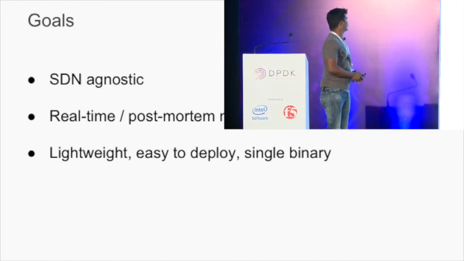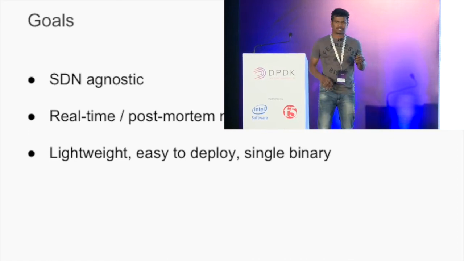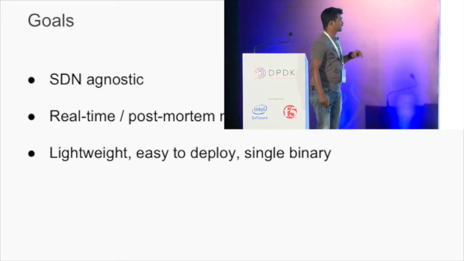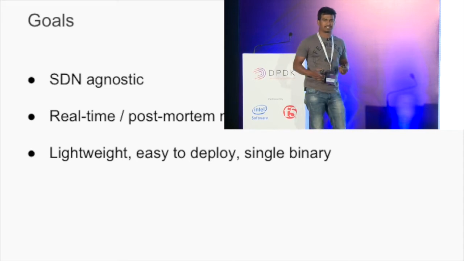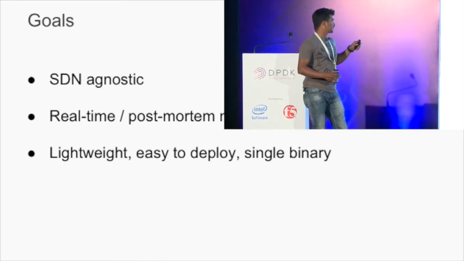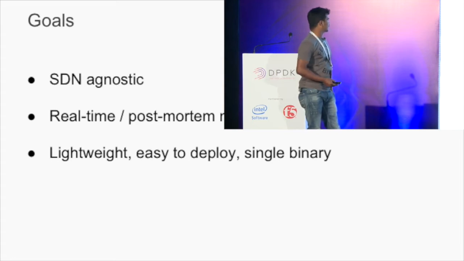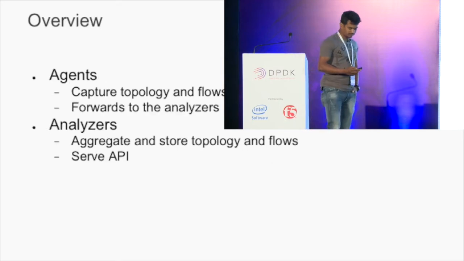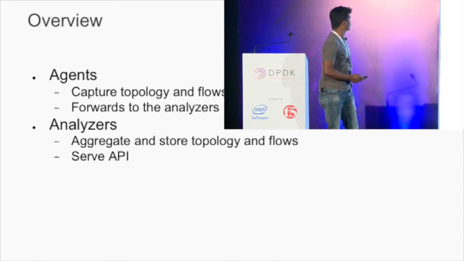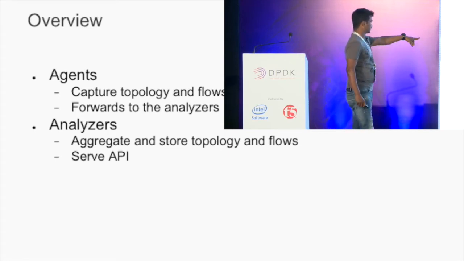If we look at Skydive, we can define its components in two parts: one is the agent, another one is the analyzer. Mainly the agent will collect the topology information and flow information and send it to the analyzer. The analyzer will segregate and store all the information in the storage backend, and as a front end, it will serve the API for the applications and REST UIs. So this is the high-level architecture diagram of Skydive. Skydive mainly depends on an event-based graph engine.